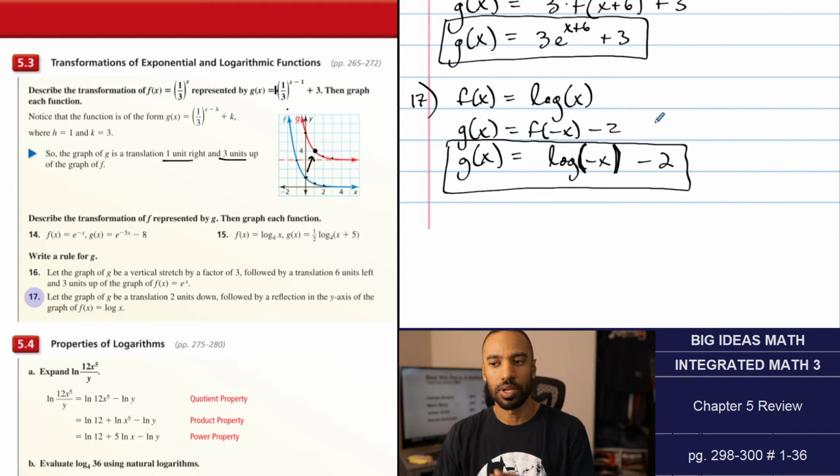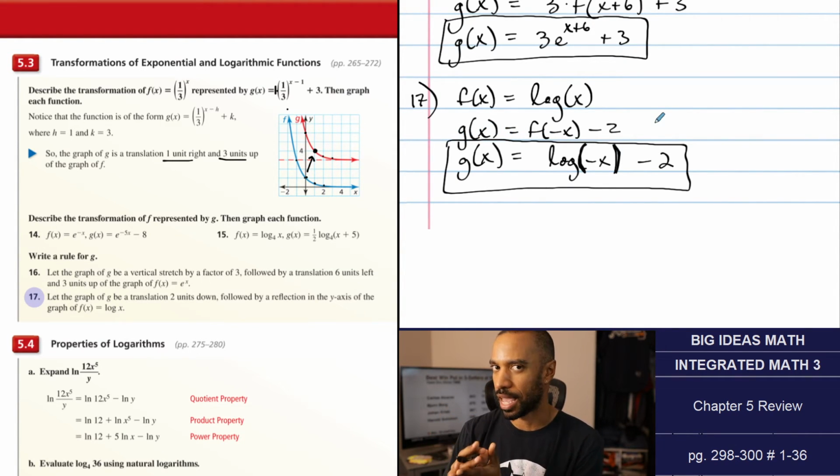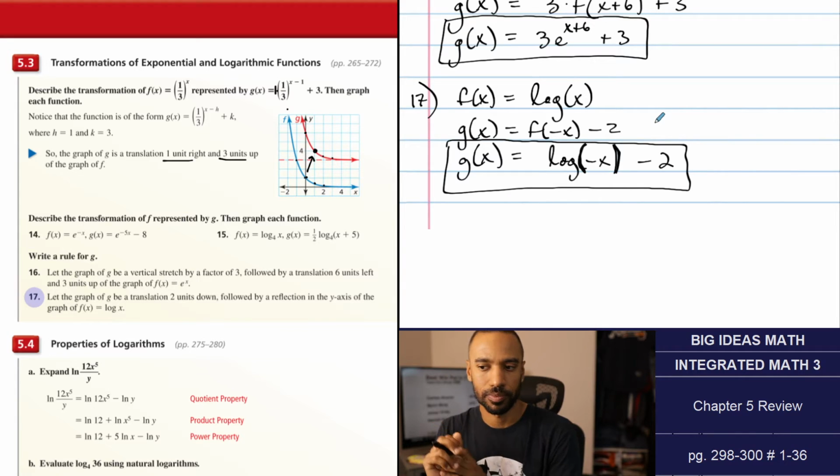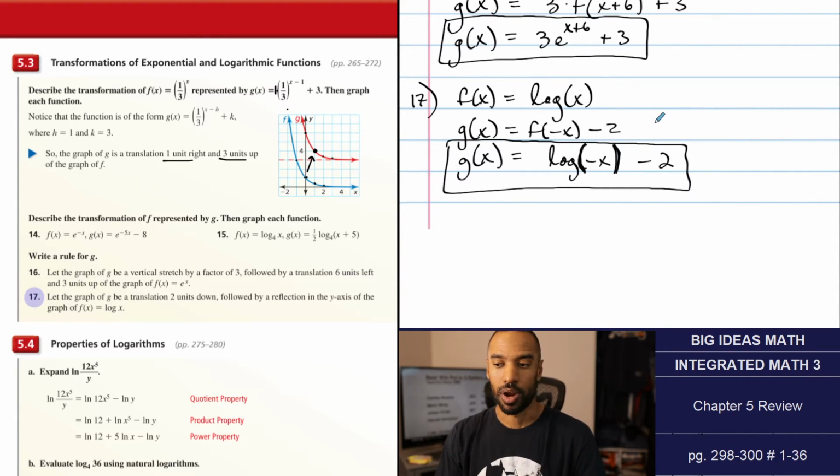There's nothing I can do here to simplify it more. This can't become the negative log of x. These are two different things completely. This graph actually goes over to the left like that, whereas a negative log of x would have gone downward like that. So they're two completely opposite graphs. So there's the translation, there's a reflection in the y-axis.